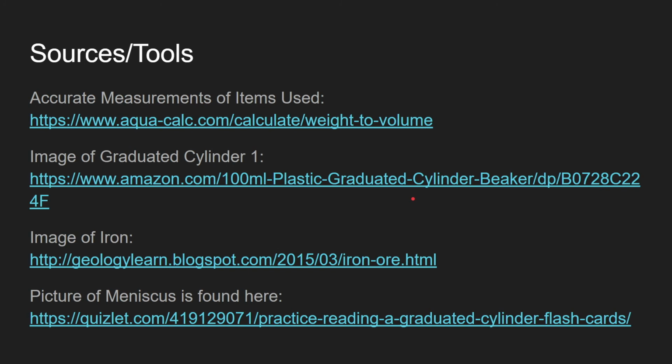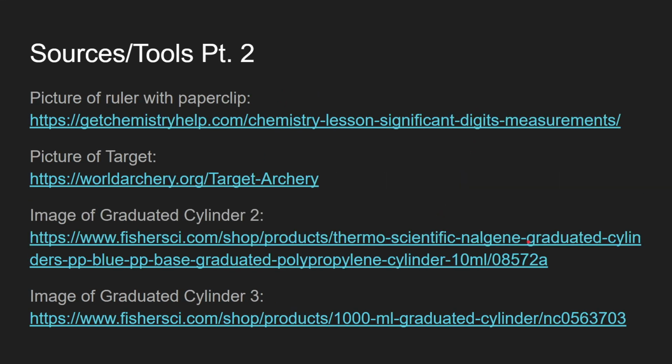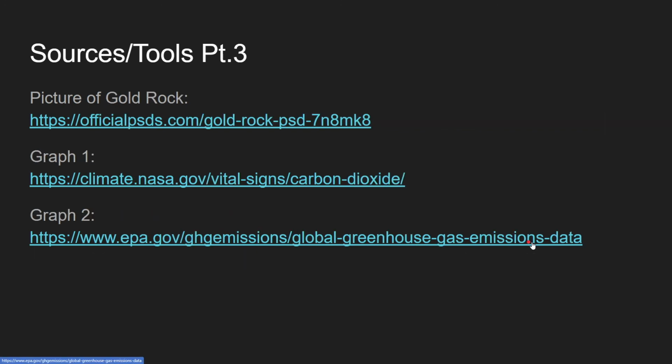And these are some sources and tools that I have used. Basically, this is how I found the measurements of a lot of the items and the accepted values. The image of the graduated cylinders and all of the images that are shown here. There's some more over there. And last but not least, the picture of the gold rock and the 2 graphs.